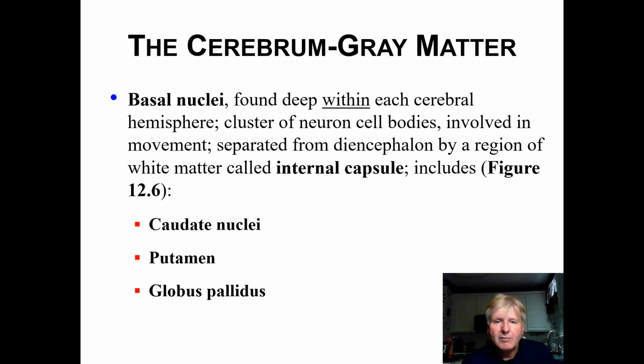They're separated from the diencephalon by a region of white matter referred to as the internal capsule. The three basal nuclei are the caudate nuclei, the putamen, and the globus pallidus. The caudate nucleus and putamen are sometimes referred to together as the striate nuclei, and then the globus pallidus is medial to the other two.